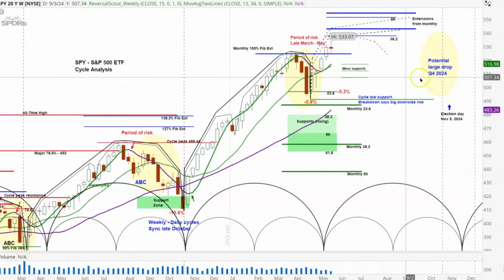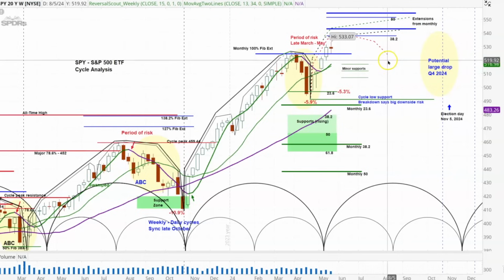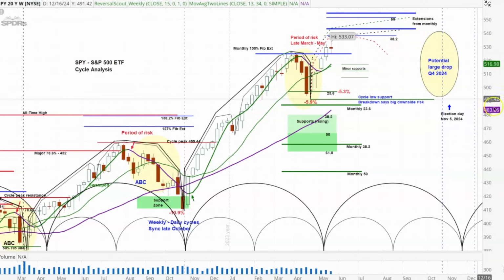So for now, we're only in May, we're looking for a potential pullback or modest pullback over here, as you see right there, that takes you out into the summer. And then probably another rally that gives you a peak out here in late summer, early fall, and then into that risky period. So that's kind of a longer term look at the S&P 500.